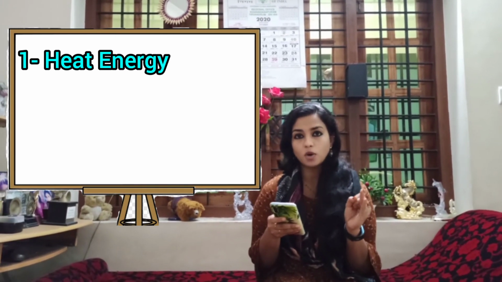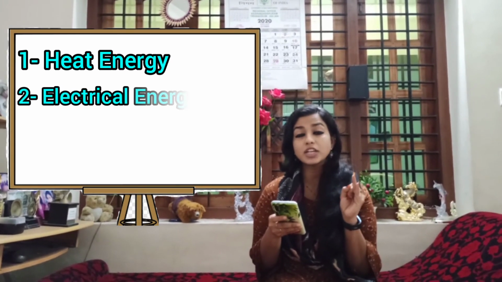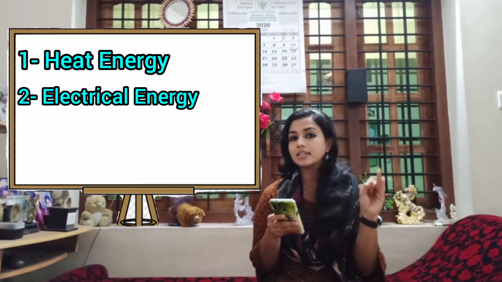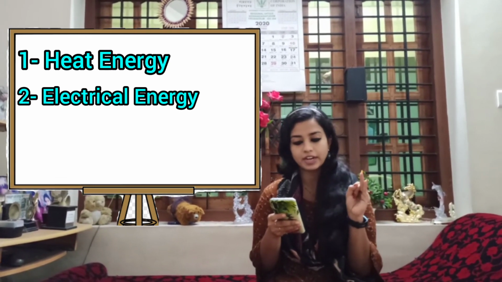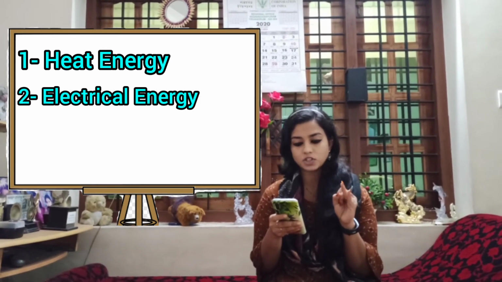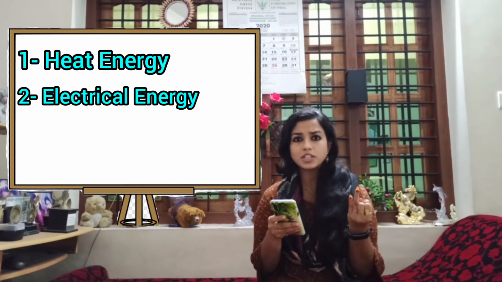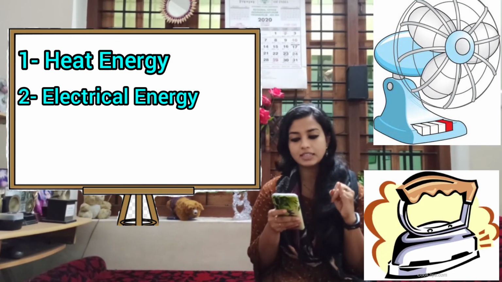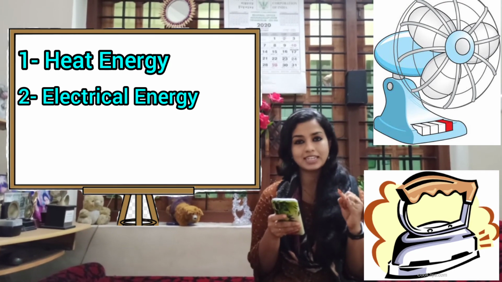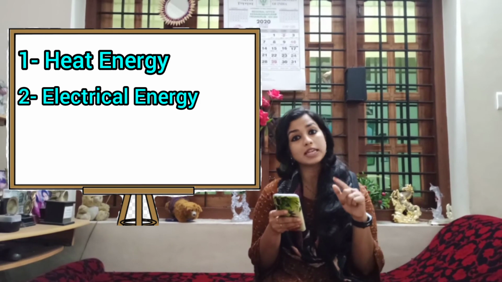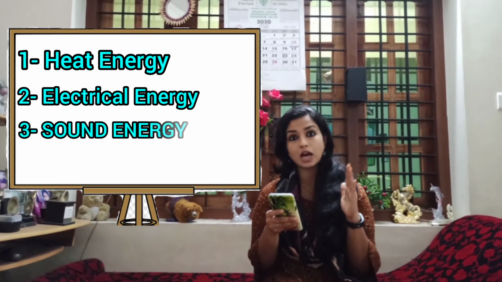Now the second form of energy is electrical energy. So encircle the term electrical energy. I'll read the spelling: E-L-E-C-T-R-I-C-A-L, electrical, then energy. Electrical energy is used to run fans, electric motors, water heaters, electric irons, etc. The next form of energy is sound energy.